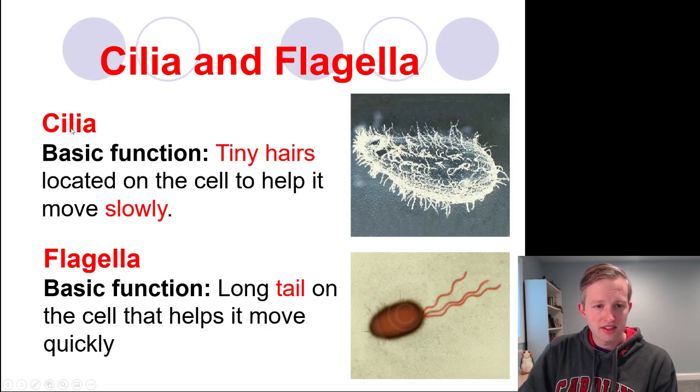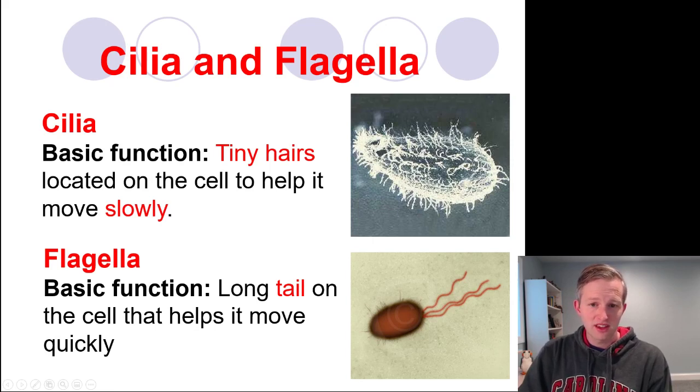Looking at this, cilia, which are tiny little hairs located on the cell that help it move slowly. And we see that in eukaryotic organisms that need to be able to sort of crawl along. Sometimes there's protists inside of pond water that need to be able to crawl along their environment, and they can use cilia to do that.